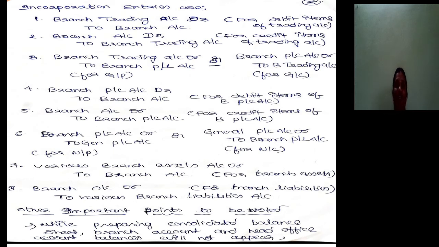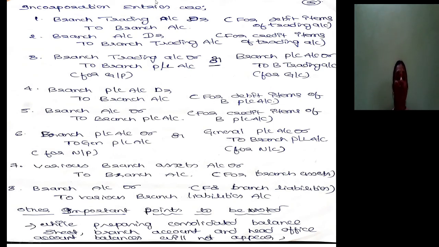Then to incorporate various assets, the journal entry is various assets account referred to branch account. In case there are certain branch liabilities, then the reverse is the journal entry. Branch account should be debited, and the concerned liabilities account should be credited. So these are the entries we need to pass under the 8 entry method.